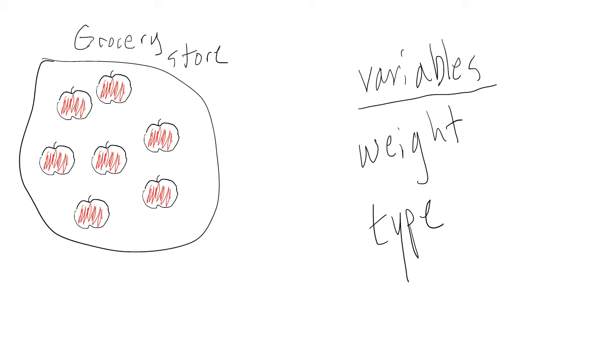Another variable we might be interested in is type of apple. An apple at the grocery store might be McIntosh, or it might be Gala, or Red Delicious, or any other type. Now that we have defined a population, apples at a grocery store, and defined our variables, weight and type of apple, we can use numbers to learn about the variables in our population.